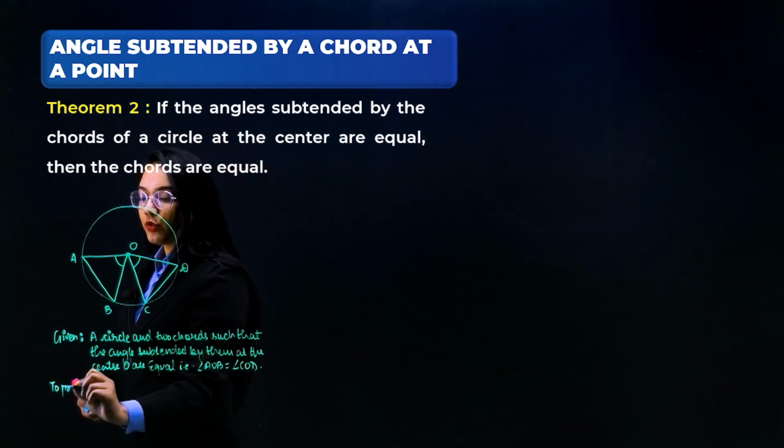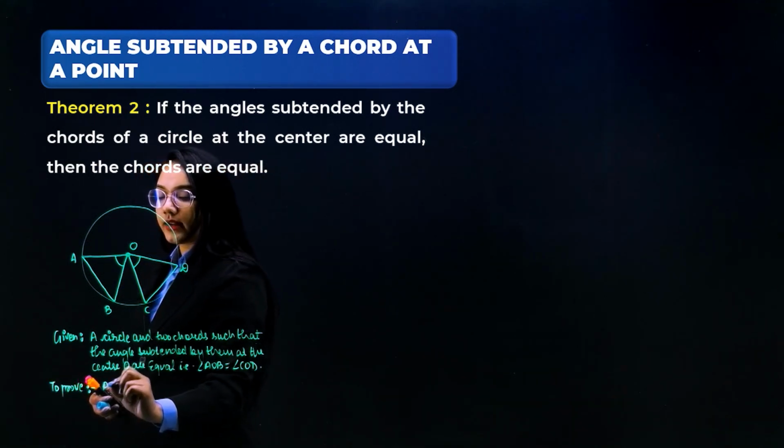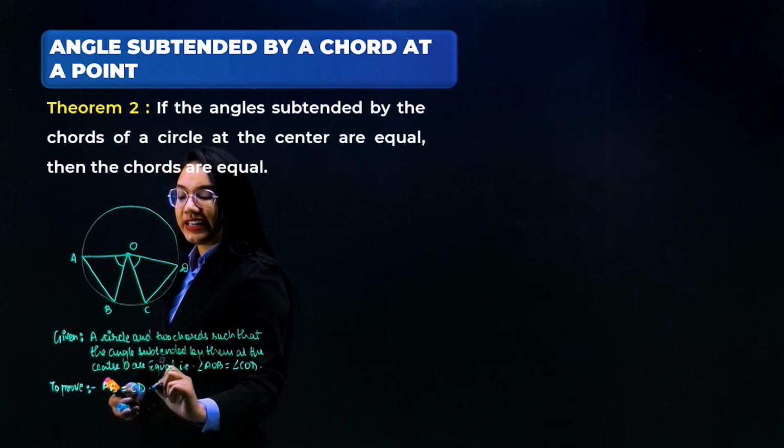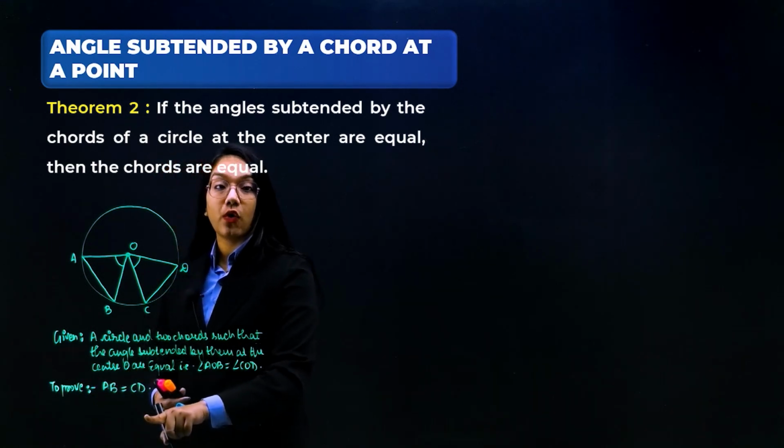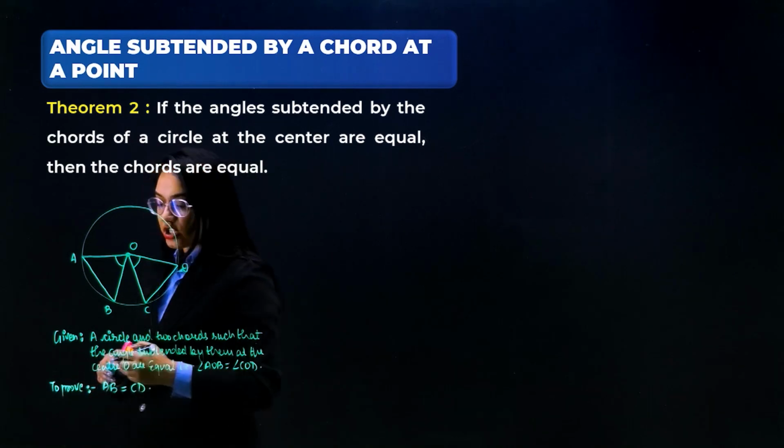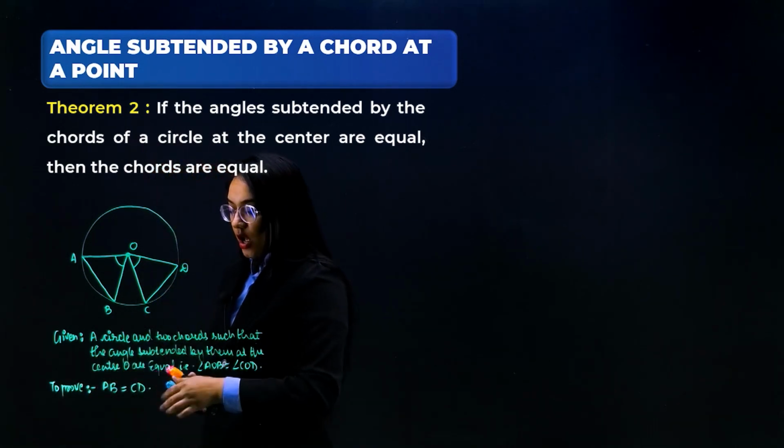What we have to prove here is that AB is equal to CD, meaning the lengths of the two chords are equal to each other. So let's start with the proof of this particular theorem.